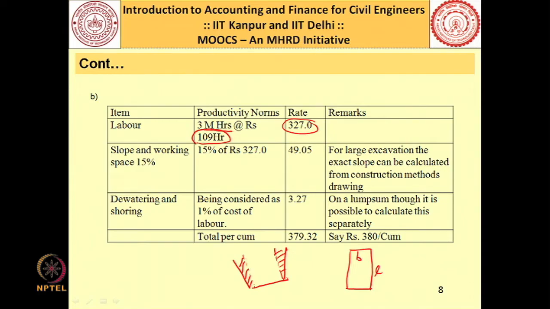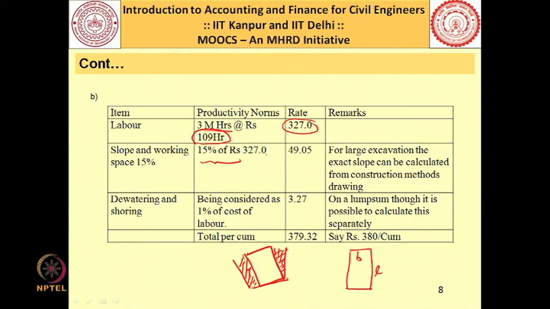So, you will have to load the extra cost that you are incurring in maintaining this slope also in your rate. So, in general you can consider about 15% of your total cost for maintaining the slope and working space, but the client is going to pay you only for this area. So, we have to load for the extra work that we are doing on our per cubic meter rate.